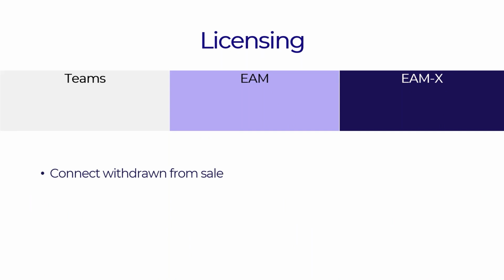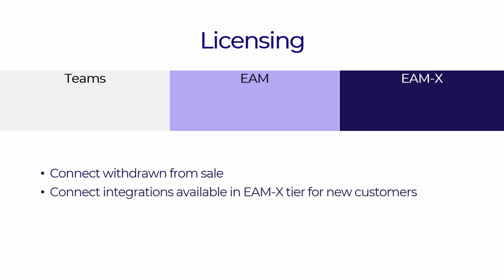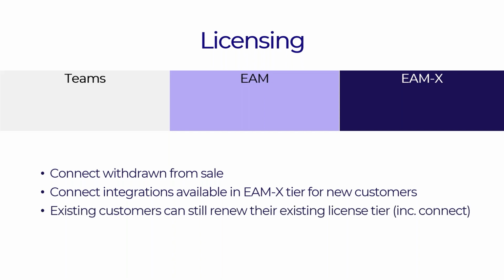What does that mean for you as an existing customer? Well, as I mentioned, the Connect tier is now withdrawn from sale. If you want those integrations, the place to find them is in our dedicated integrations tier, EAMX. If you are an existing Connect customer, then you can continue to renew your existing license. We're not going to force you to EAMX. The Connect integrations that are available in the EAMX tier are available for new customers.